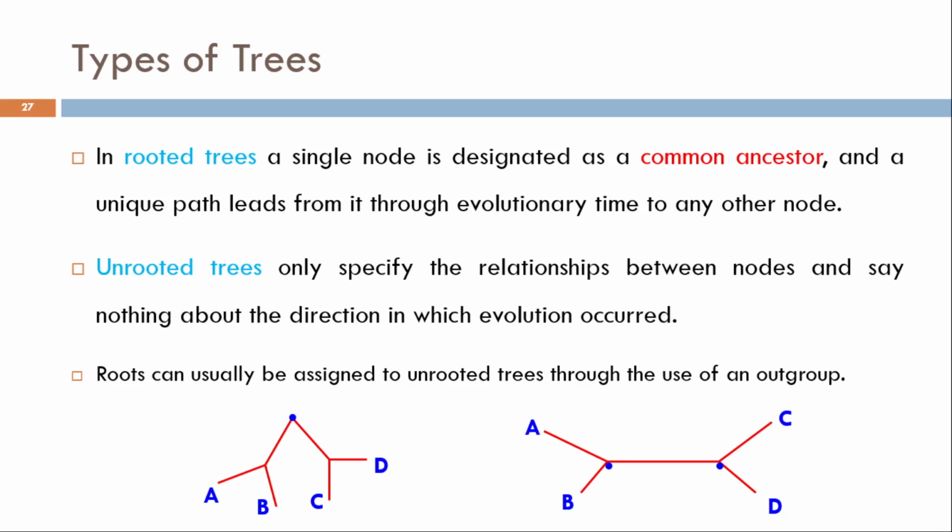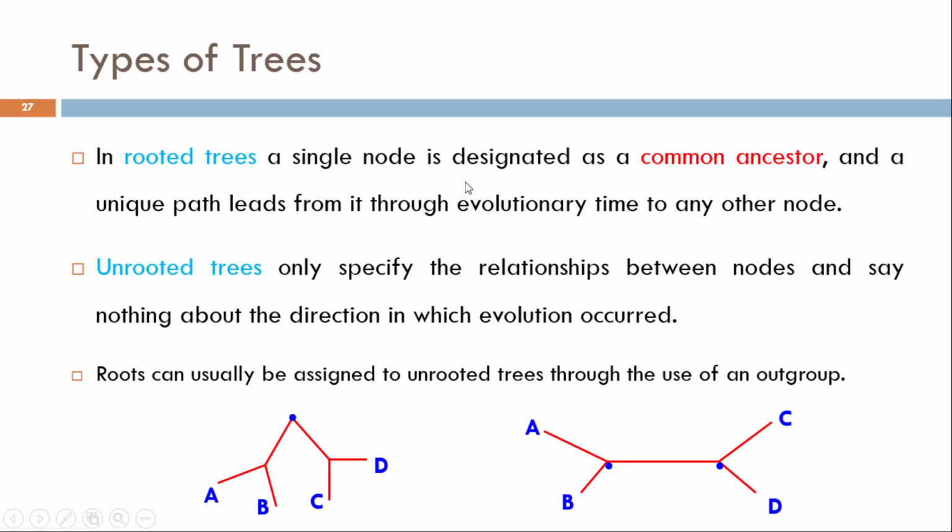Now, another type of tree: two types of trees may be there, the rooted tree and the unrooted tree. If you see this particular tree, here you may find that the ancestor of A and B was some common ancestor was here, and the ancestor of C and D was here, and both these hypothetical ancestors were the common ancestor, right? So here you may find the common ancestor. So wherever you find the common ancestor in such a type of tree, it is known as a rooted tree.